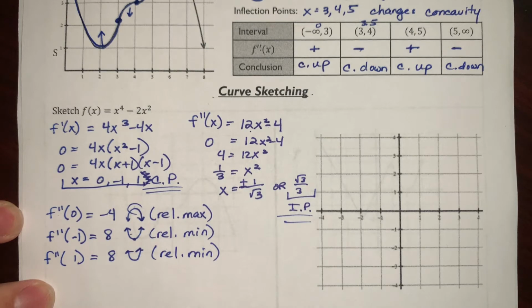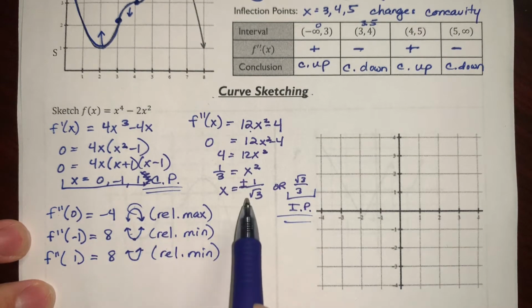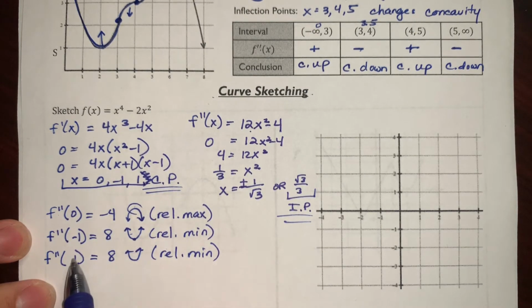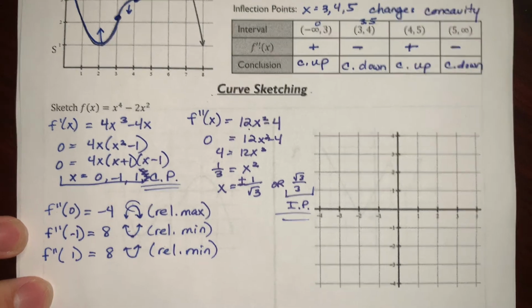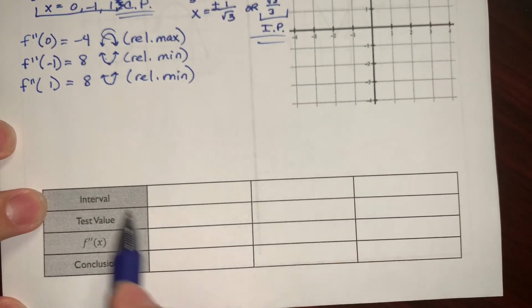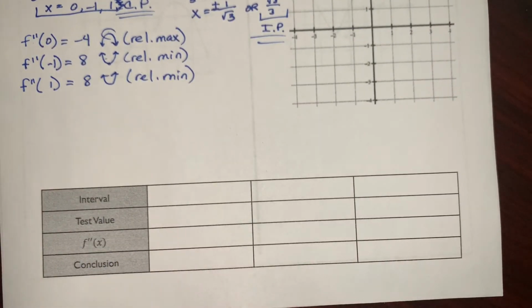But anyway, what we did was we got our critical points and plugged them into our second derivative. And that was going to help us determine what the relative minimums and maximums are. So now I'm going to use this table to help me determine where it's concave up and where it's concave down.